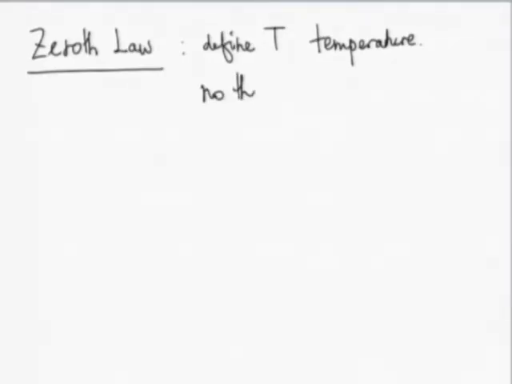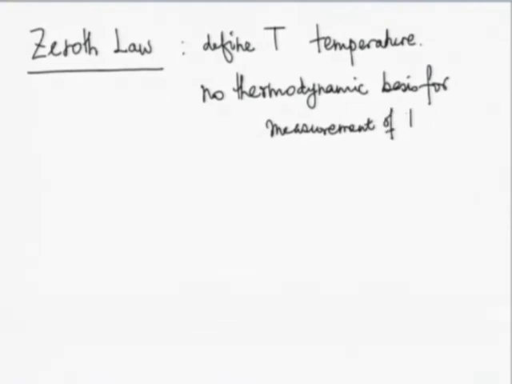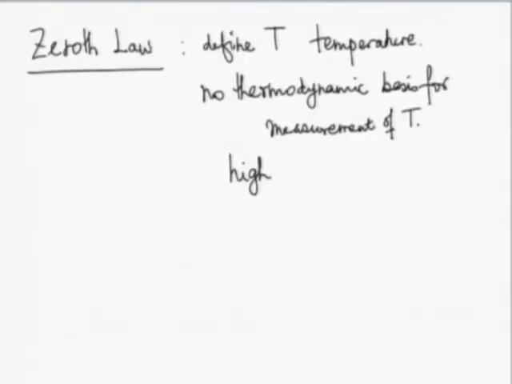But there is no thermodynamic basis for measurement of T. That means no thermodynamic basis for any scale of temperature that we have come across or defined so far. That is one thing. Second thing is, it does not help us define which is a higher temperature and which is a lower temperature. It only tells us that T1 is not equal to T2.